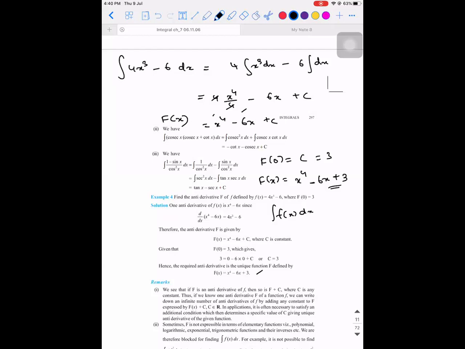Sir, how is C 3? Because I got f of x, this you understood. What have they given? Capital F of 0 is given as 3. So I substitute 0 in the place of x, and C will come out as 3. So capital F of x is, you take the C and substitute it back here. Got it?